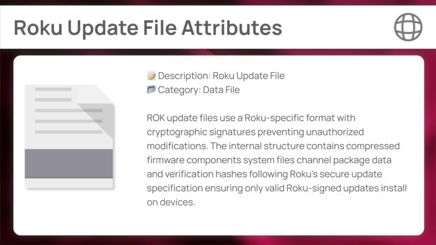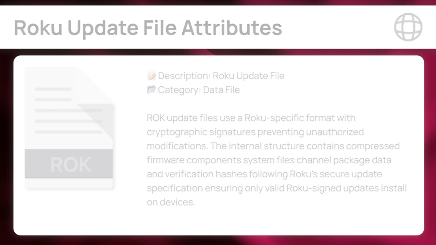ROK update files use a Roku-specific format with cryptographic signatures preventing unauthorized modifications. The internal structure contains compressed firmware component system files, channel package data, and verification hashes, following Roku's secure update specification, ensuring only valid Roku-signed updates install on devices.